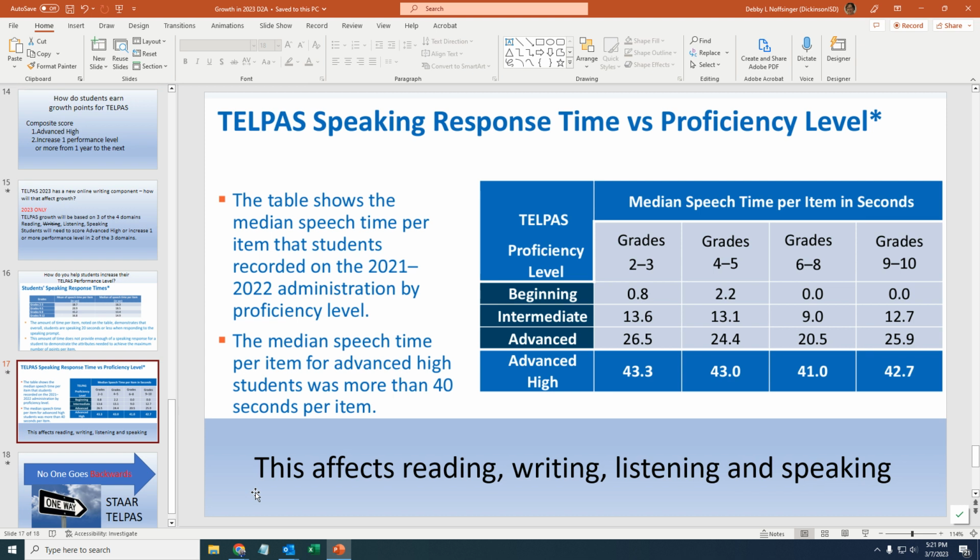That's why students are scoring low in speaking. Okay? TELPAS speaking response versus proficiency level. For those students that scored advanced high on TELPAS speaking, look at their average time: 43 seconds, 41 seconds, 43 seconds. The students actually have to speak in complete sentences, speak in complete thoughts, speak with justification. They have to plan out what they're going to say and then talk about what they plan.